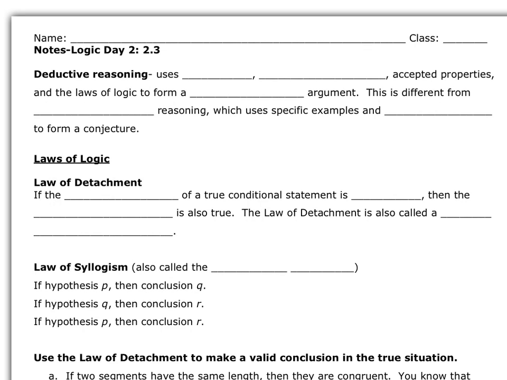All right, so today we're going to talk about deductive reasoning, and it can be defined as a type of reasoning that uses facts, definitions, accepted properties, and the laws of logic to form a logical argument.